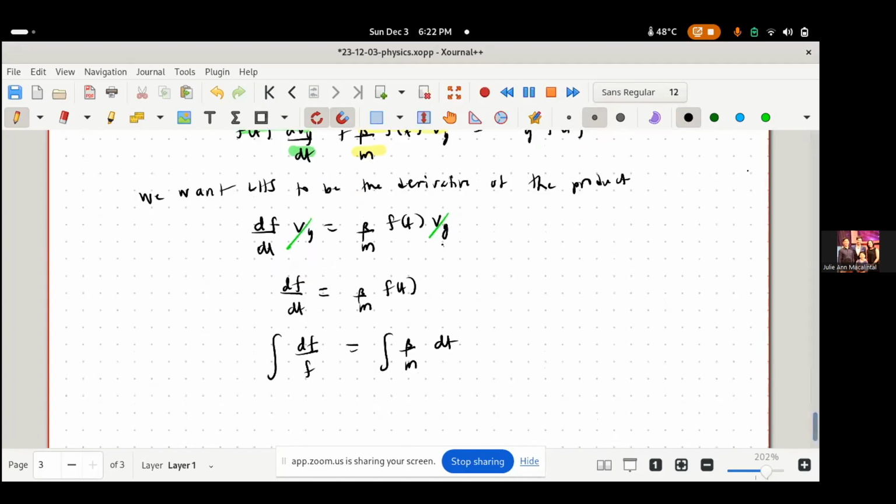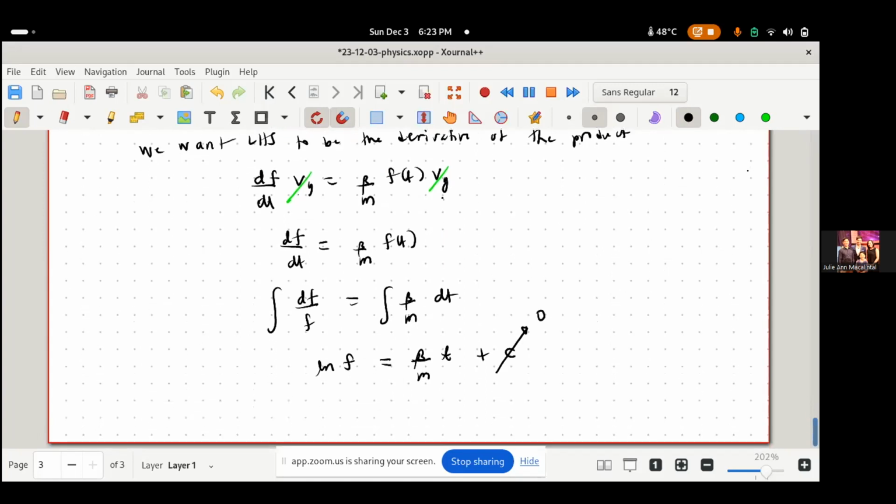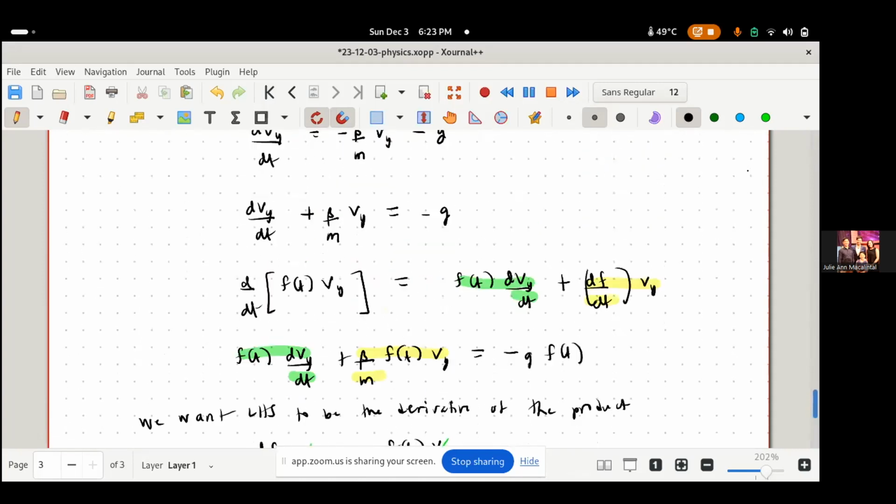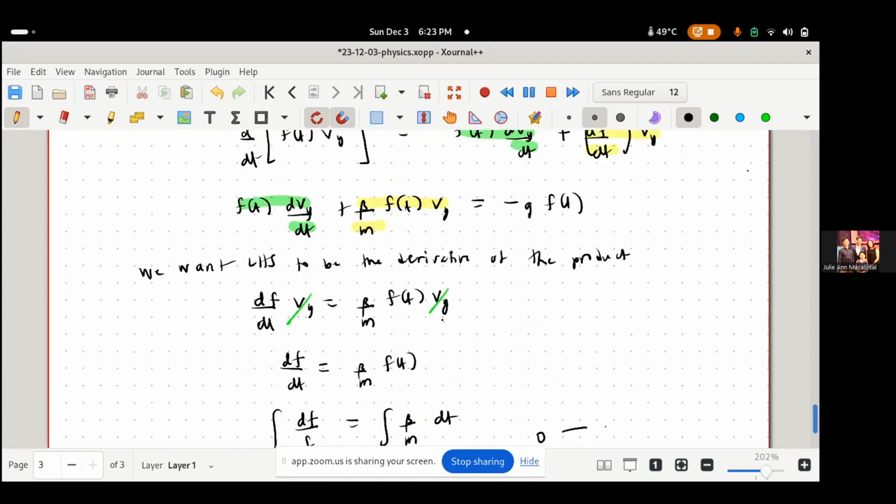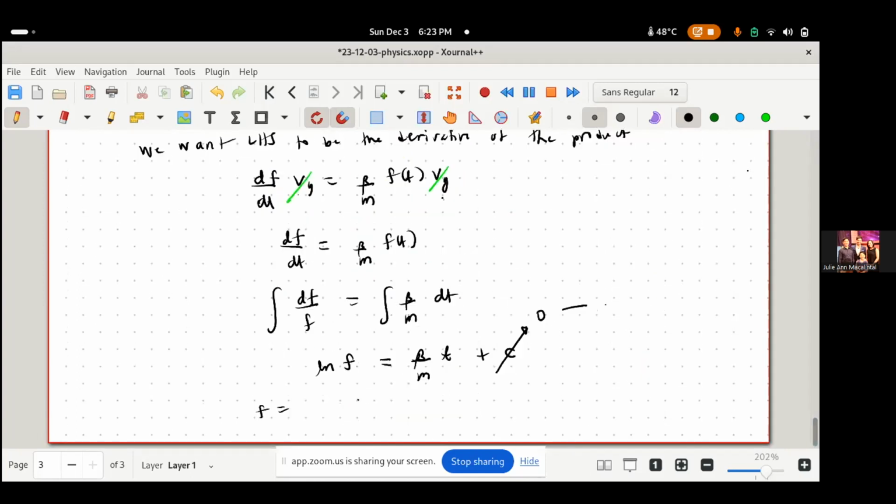to get ln of f is equal to ln of beta over m times t. Dito plus may arbitrary constant. So I'm going to choose arbitrary constant to be 0. And then from here, f is going to be e to the, may sign error, plus, okay, tama. So f is equal to e to the beta t over m.